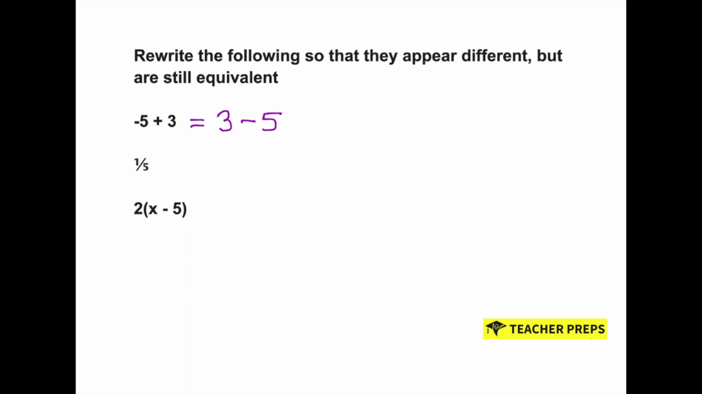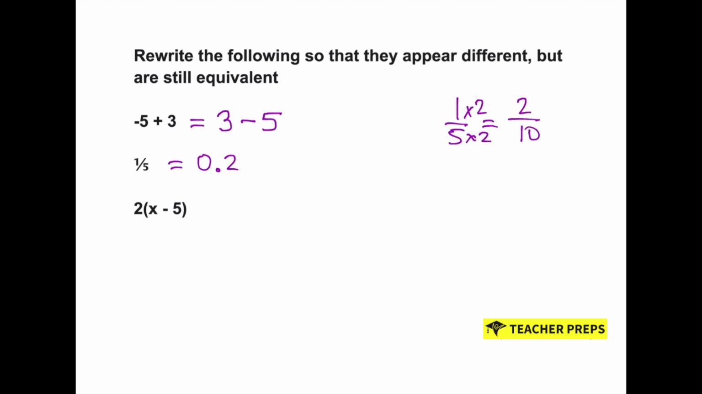On the middle one, we could take 1 divided by 5, or we can find an equivalent fraction to tenths. 5 times 2 gets us 10, so 1 times 2 is 2. That's read as 2/10. You could also write 2/10 as a decimal. So these two are equivalent.